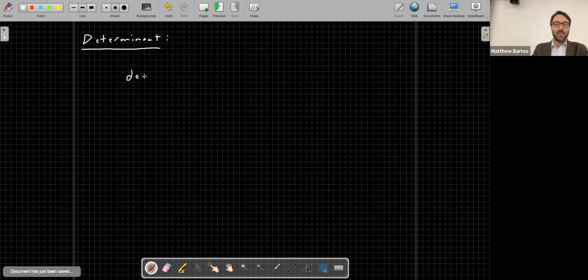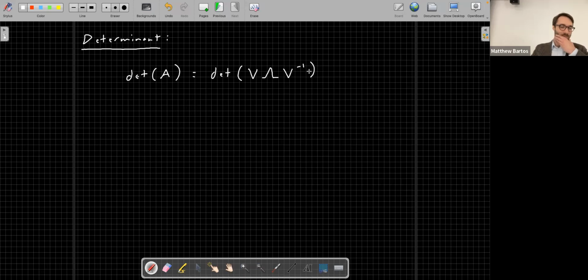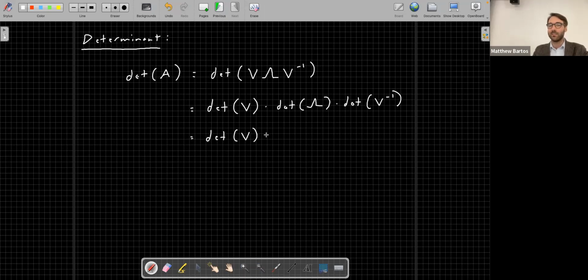Okay, let's look at the determinant of a matrix A. We know that A, if it's diagonalizable, can be written as V lambda V inverse. And I don't know if I gave you this property explicitly in class, but for the determinant, we can write it out as the determinant of each of these elements in this product multiplied by each other. So we have that this is equal to the determinant of V times the determinant of lambda times the determinant of V inverse. Each of these terms is going to be a scalar, right? So we can just shift them around and write it as determinant of V times determinant of V inverse times determinant of lambda.